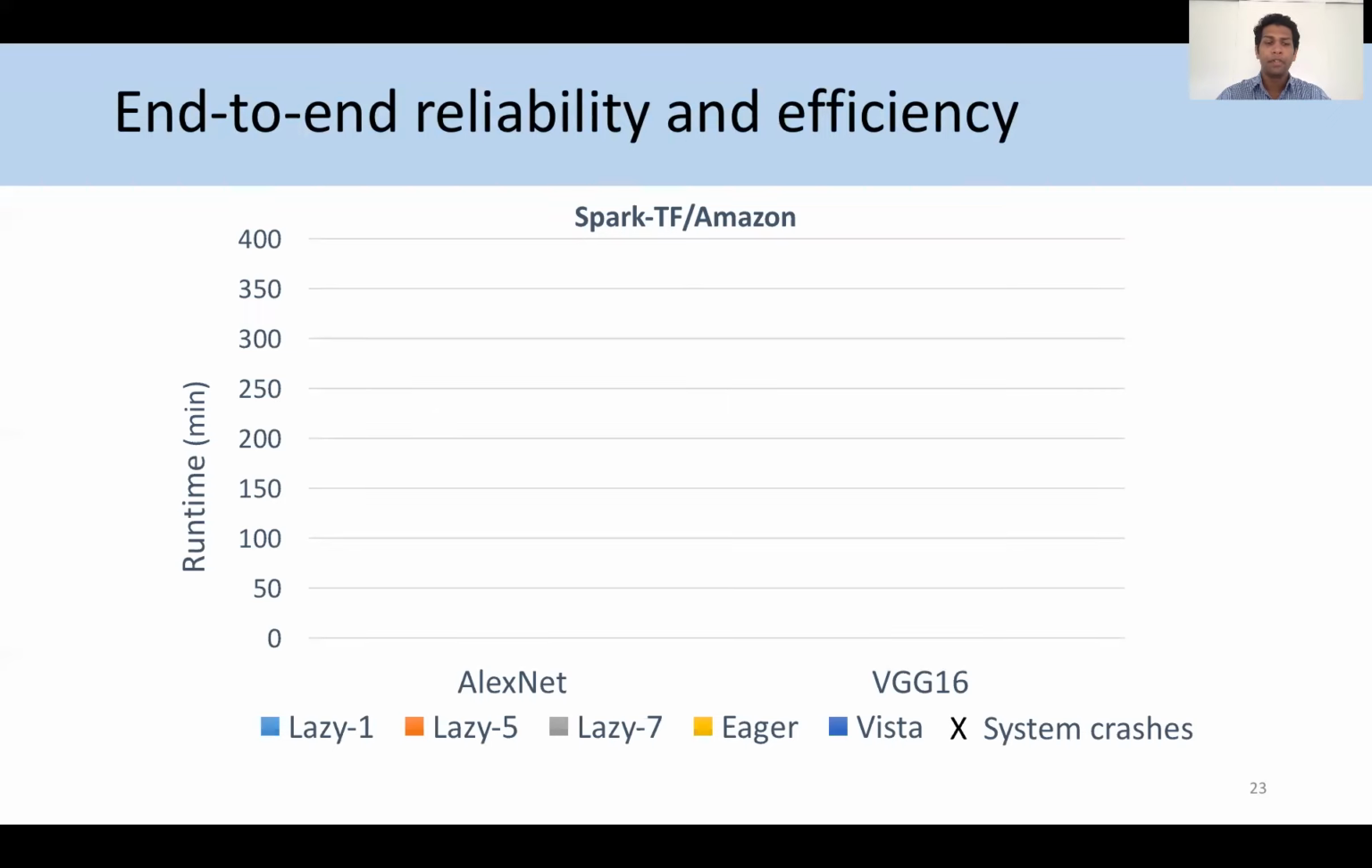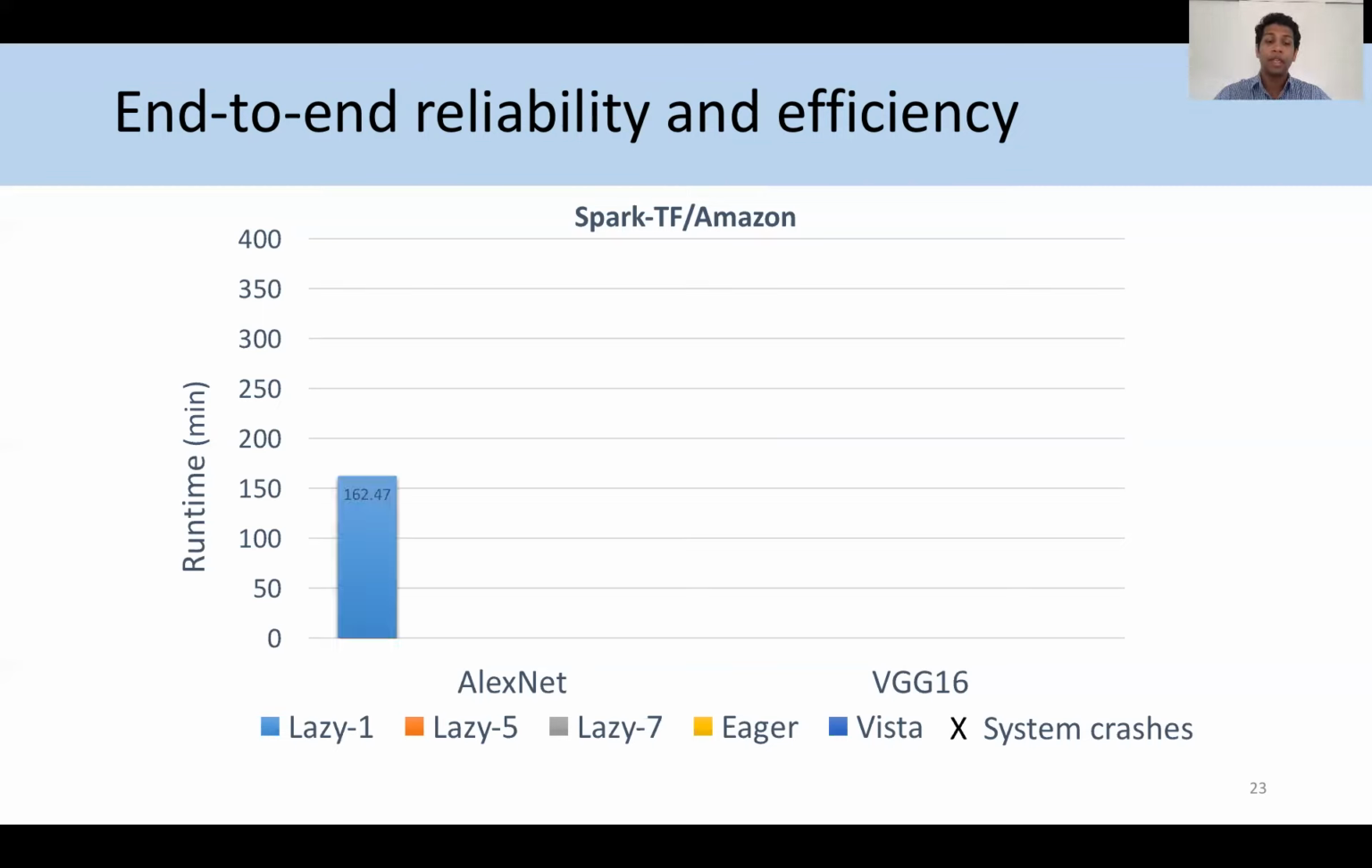We evaluate several different approaches. Lazy is the current dominant practice of extracting one layer at a time. Eager corresponds to extracting all the layers in one go, and Vista is the optimizer-picked plan. For Lazy, we also vary the query execution parallelism between 1, 5, and 7.